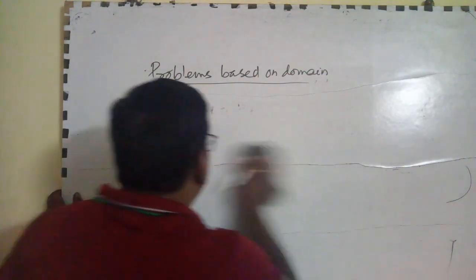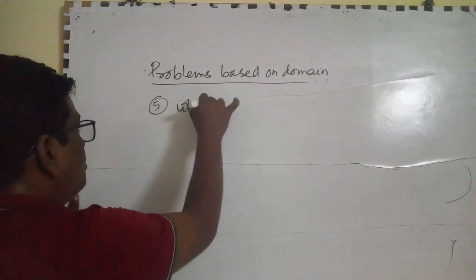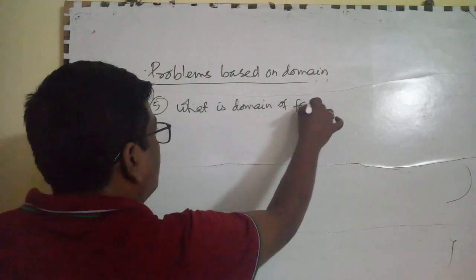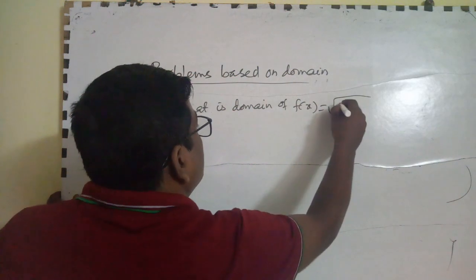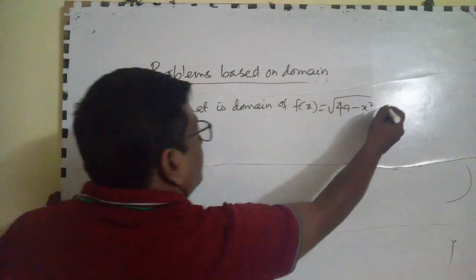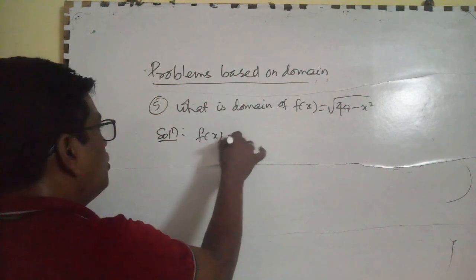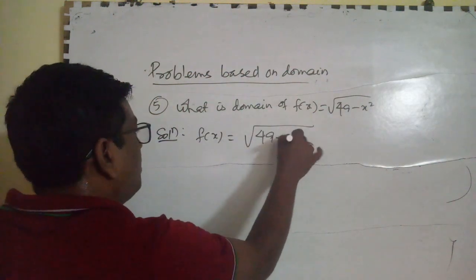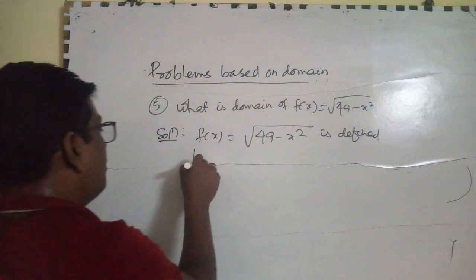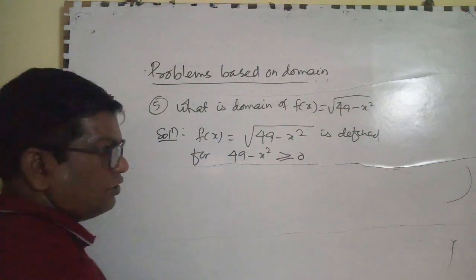What is the domain of f of x is equal to root over 49 minus x square? Solution: f of x is equal to root over 49 minus x square, which is defined for 49 minus x square greater than or equal to 0.